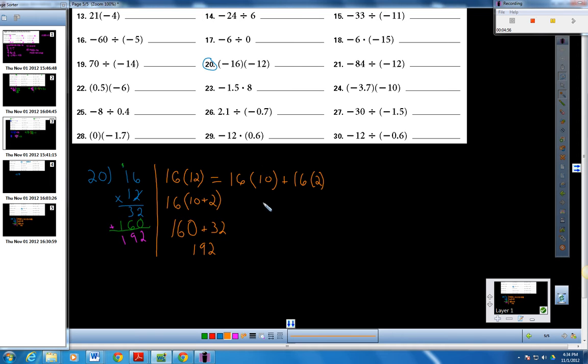Actually, the chunking method would be to use something like, well, I know that 16 can be broken down into 8 times 2. I know that 12 can be broken down into, well, 4 times 3. So what I could do here is I can try to find some nice numbers. For example, I know that 8 times 3 is 24. I'm going to go ahead and write that.